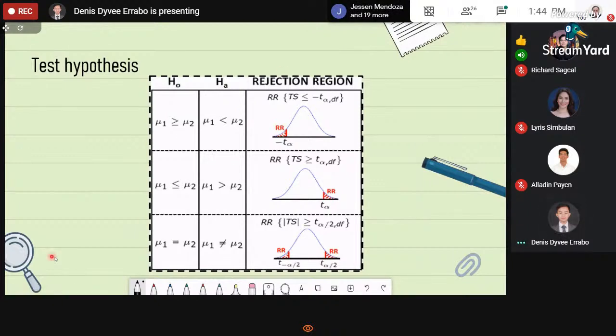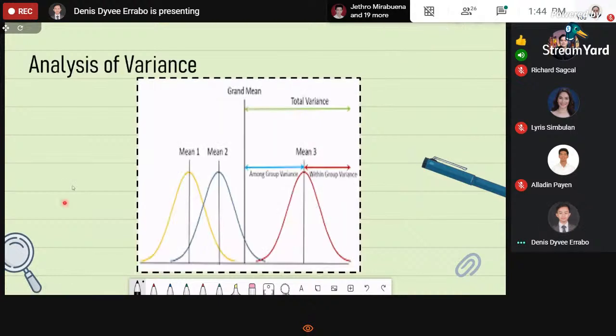So we can also utilize comparison of multiple means. When you do comparison of multiple means, most likely you consider multiple positions and multiple variations. Multiple variation and multiple position require testing of variance. So that's why we have analysis of variance.